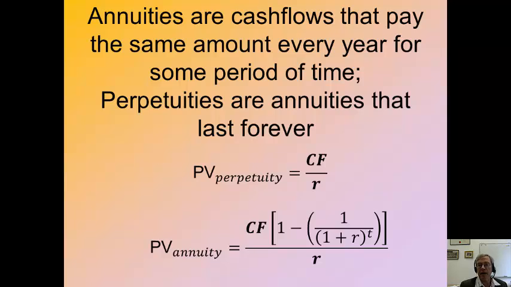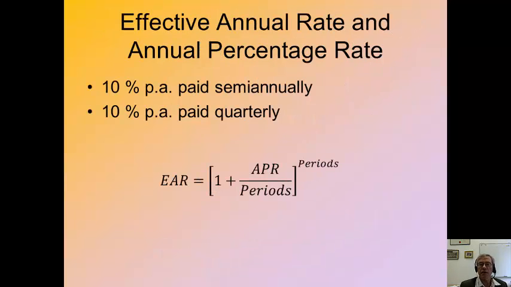I'd like to wrap up by making a distinction between two somewhat confusingly similar terms. One is effective annual rate, and the second is annual percentage rate. Rates are often quoted in annual percentage rates, and yet these lead to different effective annual rates depending on the frequency of payment. So let's say we have two securities. One is 10% paid semi-annually, and the other is 10% paid quarterly. These 10% paid semi-annually and quarterly are annual percentage rates, and to convert them into effective annual rates, we have to make this adjustment.